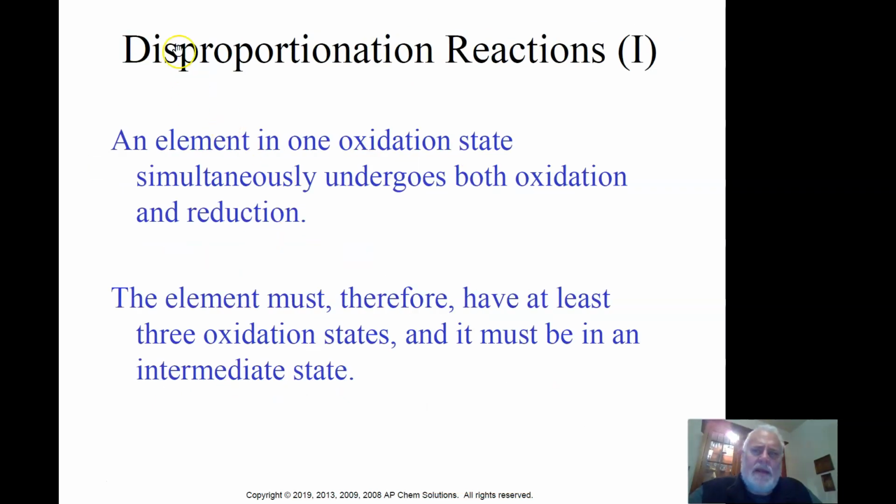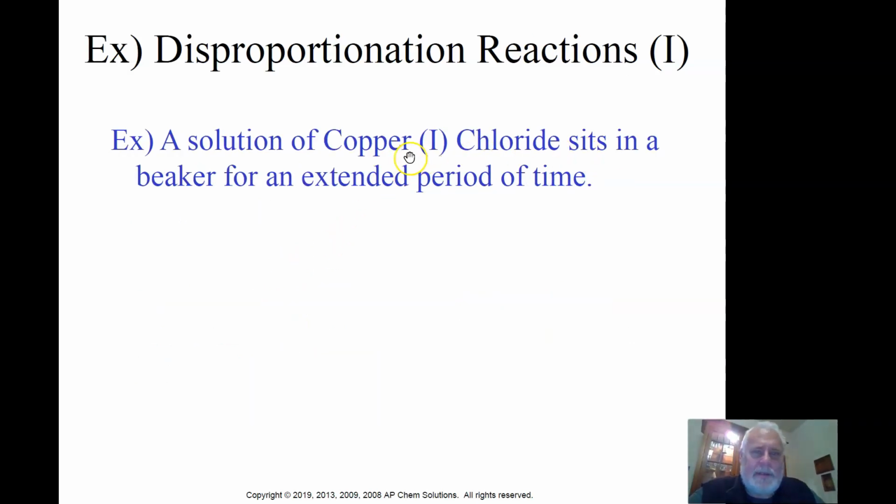Okay, this next type of reaction is called a disproportionation reaction. And it's just a fancy way of saying you can have a reaction where one element is both oxidized and reduced in the same reaction. So it undergoes both processes. So in order to do that, it must have at least 3 oxidation states, and an intermediate state kind of comes to play in there.